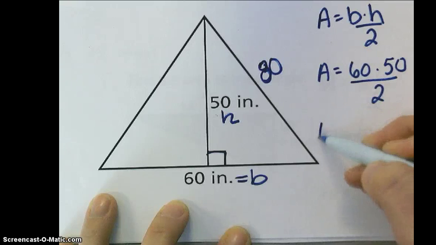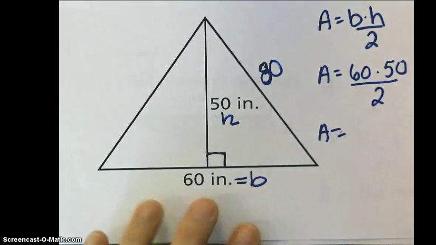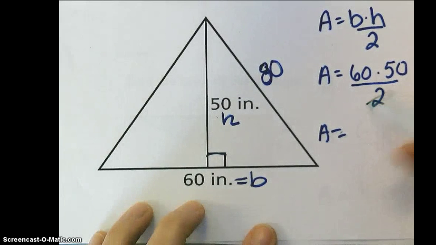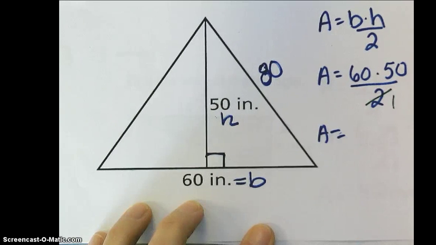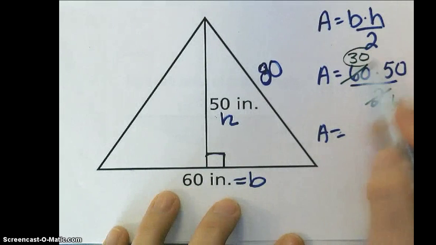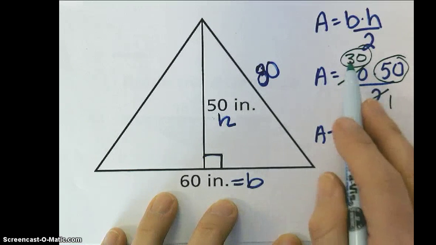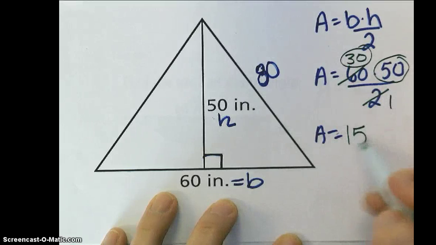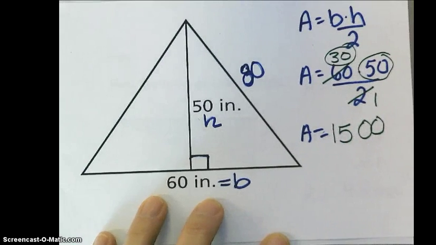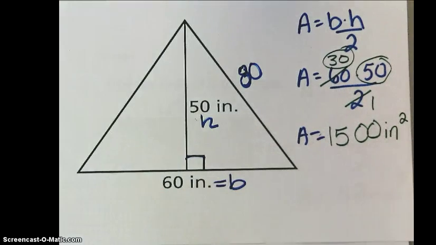Once again, I would like to cross cancel because that's going to make things a lot easier. So if I'm cross canceling, I will do 2 into 2 once. It goes into 60 and 50, but I'll just put it into 60. It goes in there 30 times. So now all I have left is 30 times 50. Since I have some zeros there, I can just do 3 times 5 and get 15, and then I have to add those 2 zeros into my answer. So then my area is 1,500 inches squared.